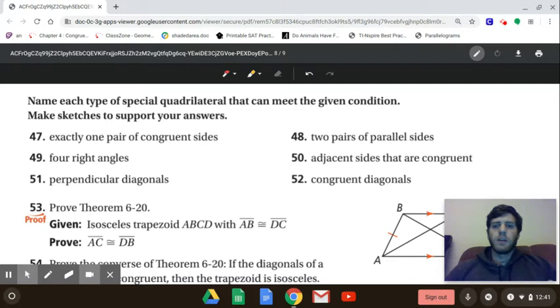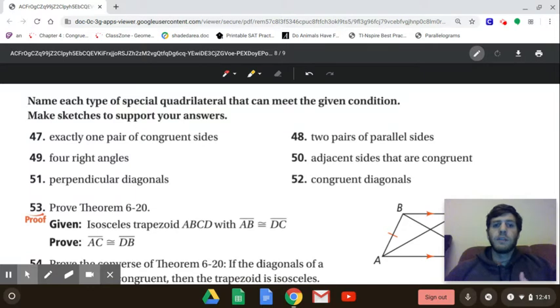So let's just go through our list. Parallelograms have two pairs of opposite sides that are parallel. So we know it's not going to be a parallelogram. And if it's not a parallelogram, that means it's not a rectangle, a rhombus, or a square, because rectangles, rhombuses, and squares are parallelograms. All four of those have two pairs of opposite sides.